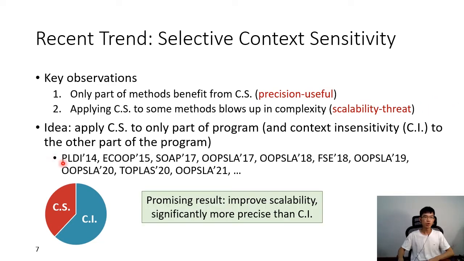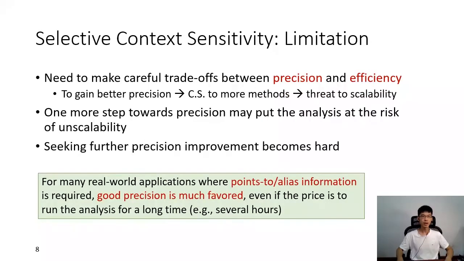Recently, quite a few works on selective CS pointer analysis have been published at top conferences, and they can improve scalability while being significantly more precise than CI. Despite being effective, selective CS has a limitation. These techniques need to make careful trade-offs between precision and efficiency.